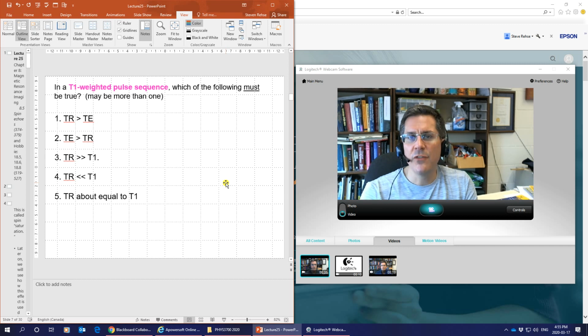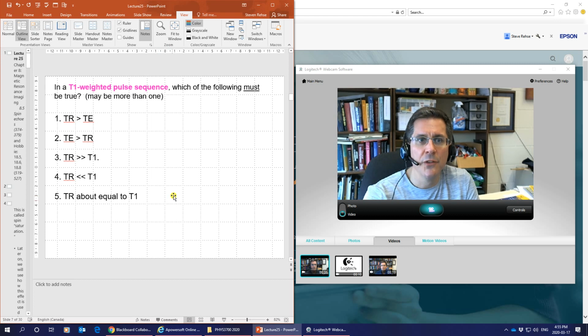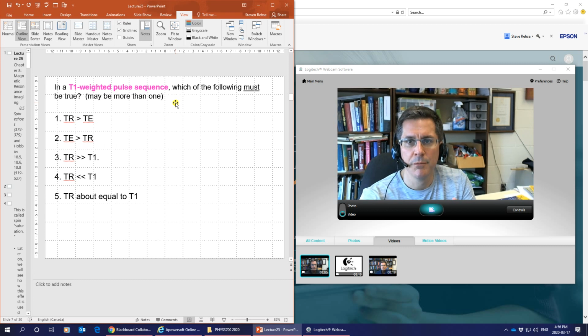So this idea of a T1 weighted pulse sequence, right? Which of the following has to be true? To understand this question, you have to know what a T1 weighted pulse sequence is. Again, if you didn't know the reading, there's no way on earth you're going to know these things. You're not going to know what TR is, what TE is, or what T1 is. These are things that you have to know coming out of this reading. If you know what TR and TE and T1 are, then you know something about them. So in a T1 weighted pulse sequence, which must be true? There are some things that just have to be. So think about this question and go ahead and hit pause now.